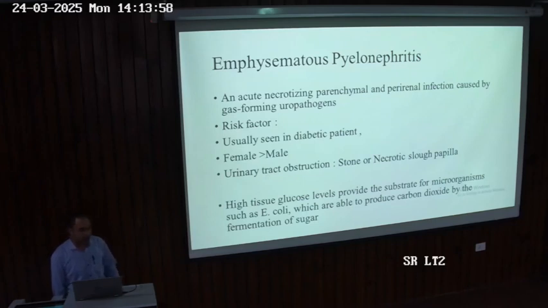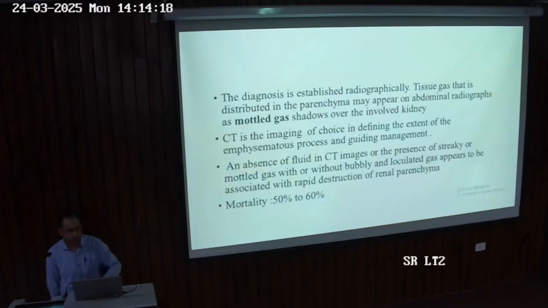In diabetic patients there is papillary necrosis, and the sloughed papilla obstructs the ureter. Because of the high tissue glucose level, there is substrate for microorganisms such as E. coli, which are able to produce carbon dioxide by fermentation of sugar. On plain X-ray there will be a gas shadow in the right or left hypochondrium. This is a very severe condition, with mortality around 50 to 60%.